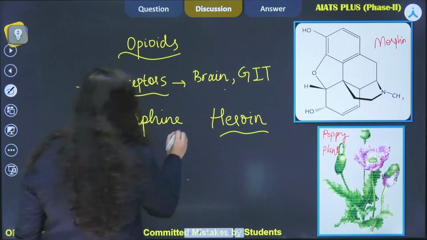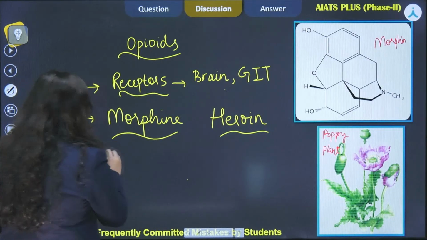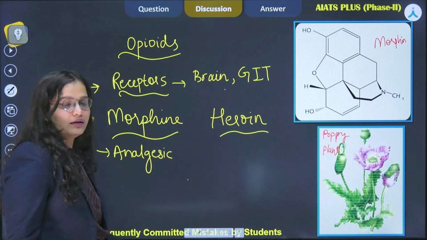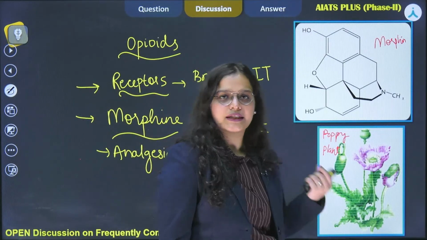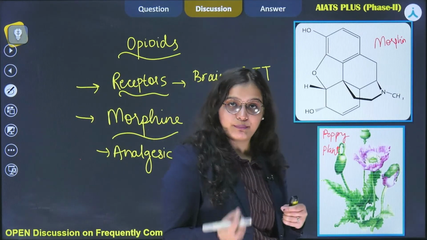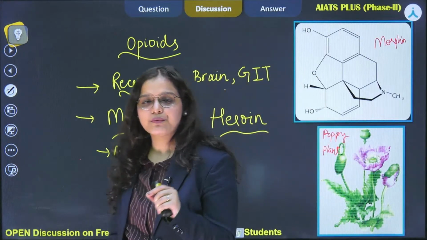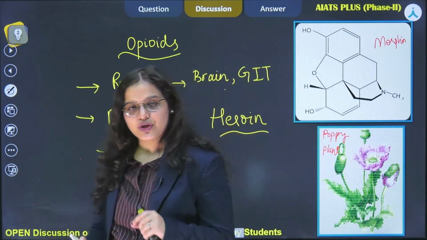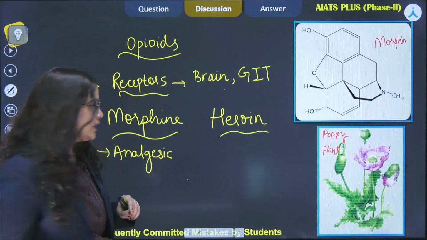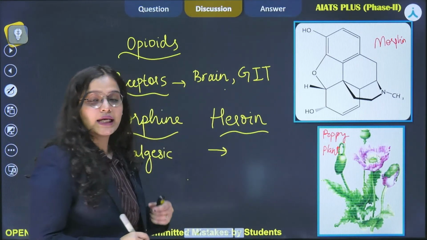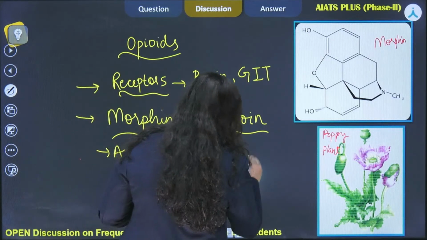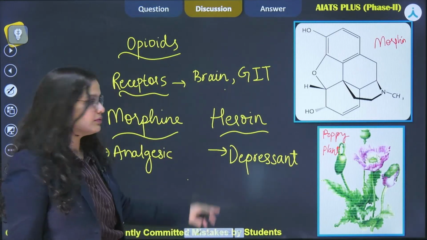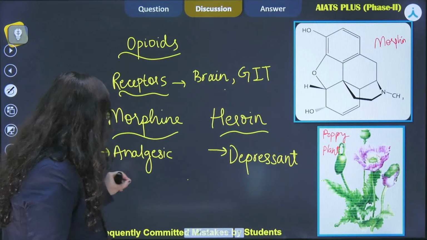So we say that morphine is an analgesic, which means that it helps alleviate pain. It gives relief from pain. So morphine is often used by doctors after surgery so that the person doesn't experience extreme pain. So morphine is an analgesic, whereas we say that heroin is a depressant. This is an important difference between the two, that heroin is a depressant whereas morphine is an analgesic.